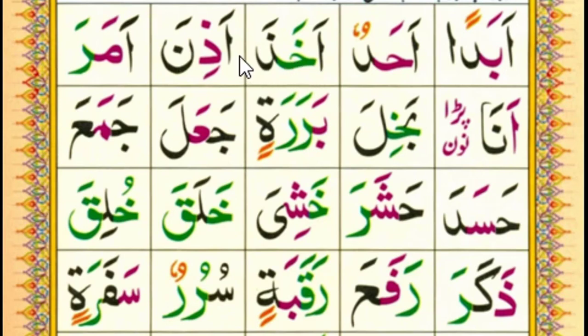Akhadha. Hamza, Fatha, A, Dal, Kasra, Dhi, Adhi, Noon, Fatha, Na, Adhina. So you will not lengthen any letter in this lesson because there are short vowels and Tanween you are learning and reading.